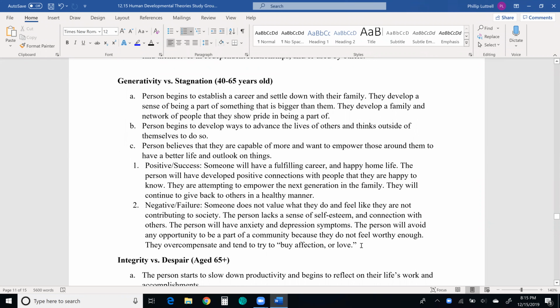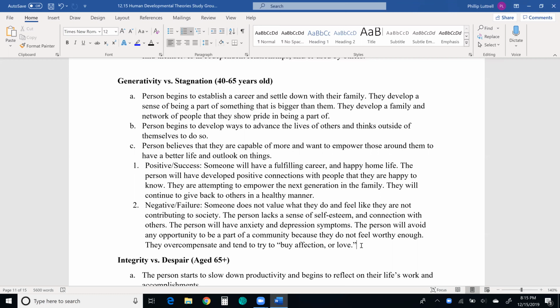And then the next stage is generativity versus stagnation, which is from 40 to 65 years old. So this is where the person begins to establish a career and settle down with their family. So they develop a sense of being a part of something that is bigger than them. And they develop a family network of people that they show pride in being a part of. So this is where they try generating what they deem as important. So that way they can start contributing to the world.